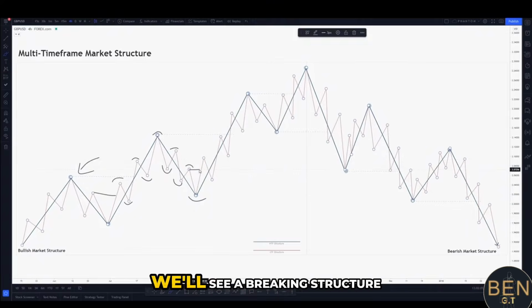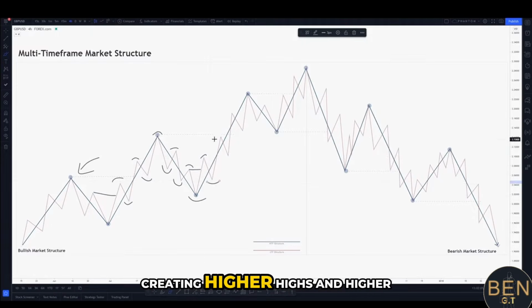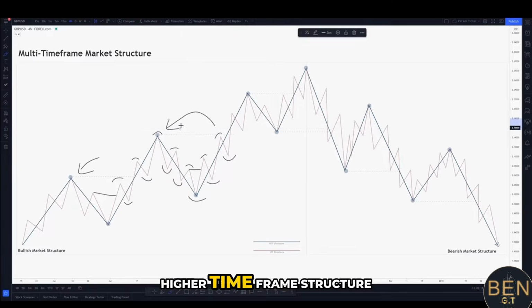And then at that point, we'll see a break in structure, and we'll start to see the lower time frame creating higher highs and higher lows, higher highs and higher lows. We'll see price then break that higher time frame structure and start to put in a higher high. And again, on that lower time frame, we're still seeing a series of higher highs and higher lows. We'll put in that highest high, and then we'll see price switch trend again.